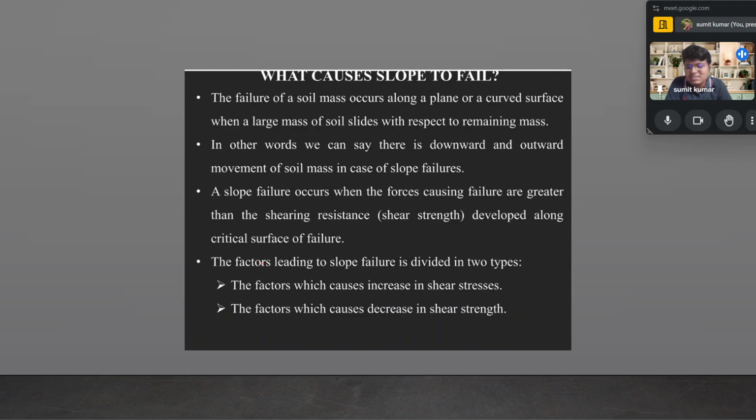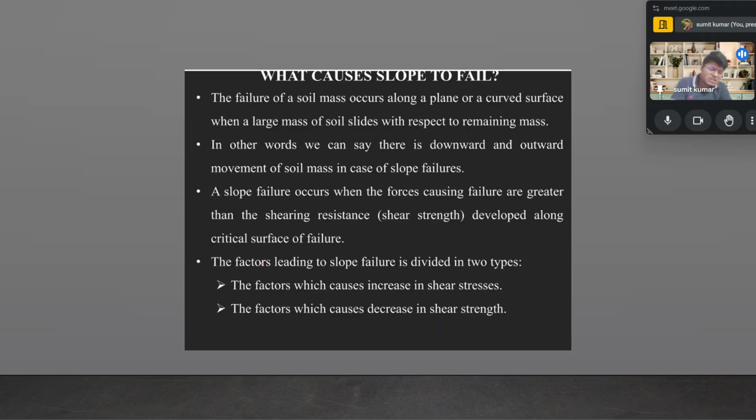Now, the factors which lead to slope failure could be divided into two types. The first one is the factor which causes an increase in the shear stress, and the second one is the factor which causes a decrease in the shear strength. If the shear strength gets reduced, the failure takes place. If the shear stress gets increased, then also failure takes place, because the shear stress is the applied stress which is acting along the critical section, and the shear strength is the strength at the specific section along the critical cross section.